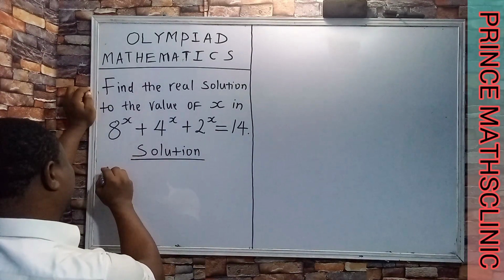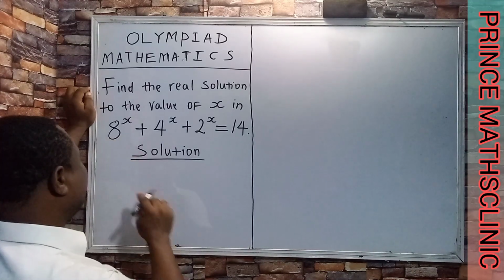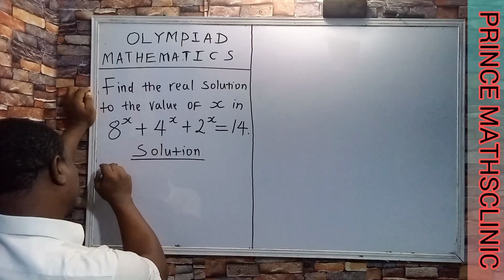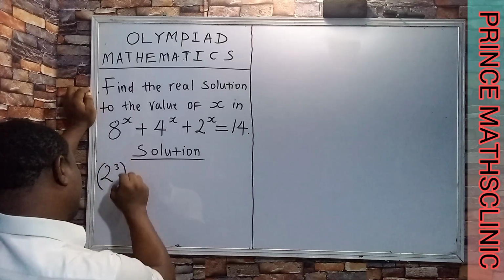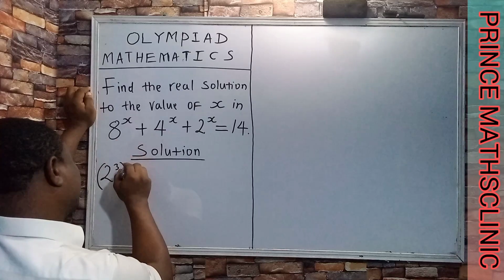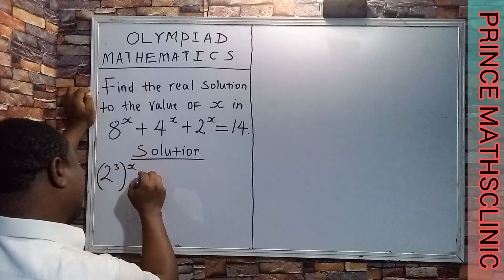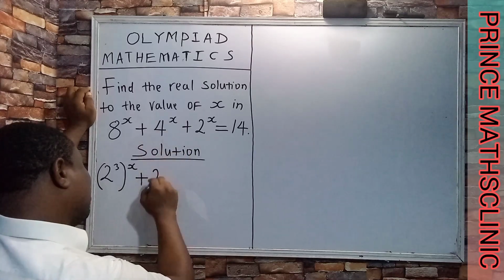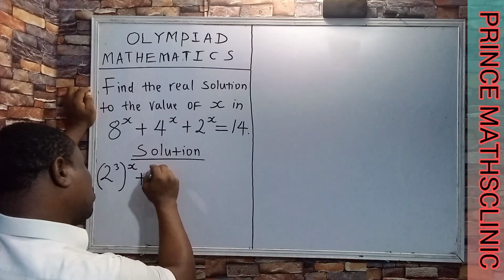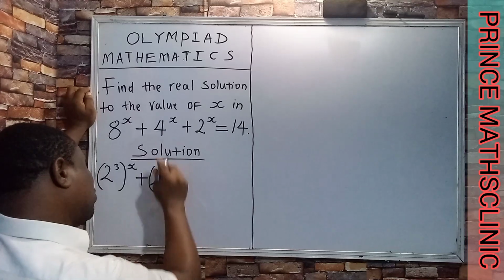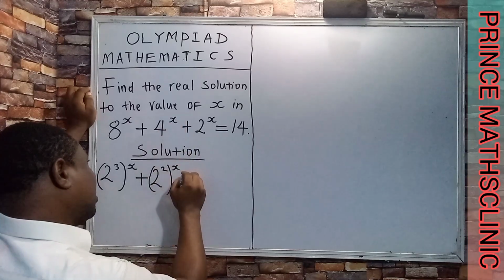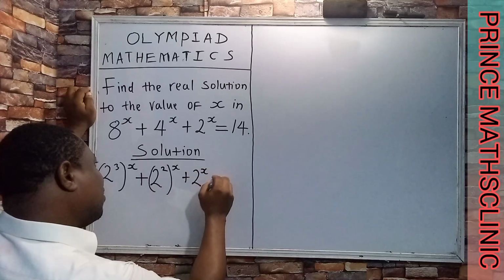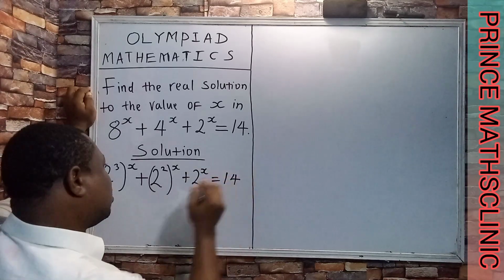8 to the power of x. 8 can be written in this form: 2 to the power of 3. This 2 to the power of 3 is the same as 8. Then we put the power of x. Then 4 can be written as 2 to the power of 2. 2 to the power of 2 is 4. Then to the power of x. Then plus 2 to the power of x, all equal to 14.